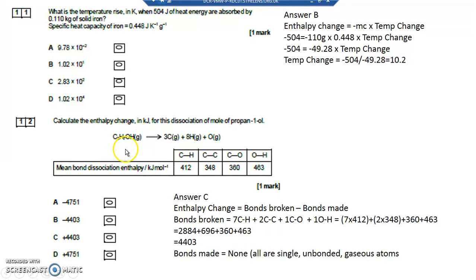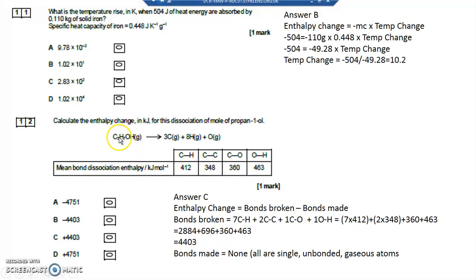propan-1-ol. So propan-1-ol has got 7 carbon to hydrogen bonds. There's 8 H's there. That H is bonded to the O. The other 7 H's are bonded to C's. So 7 carbon to hydrogen bonds. In there I've got a carbon bonded to a carbon bonded to a carbon. So I've got 2 carbon to carbon bonds.